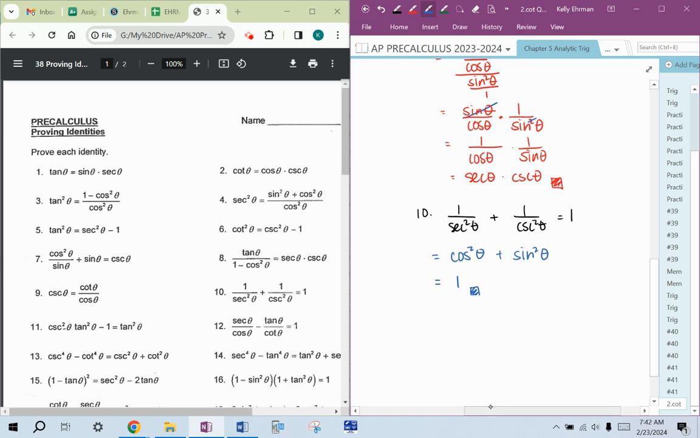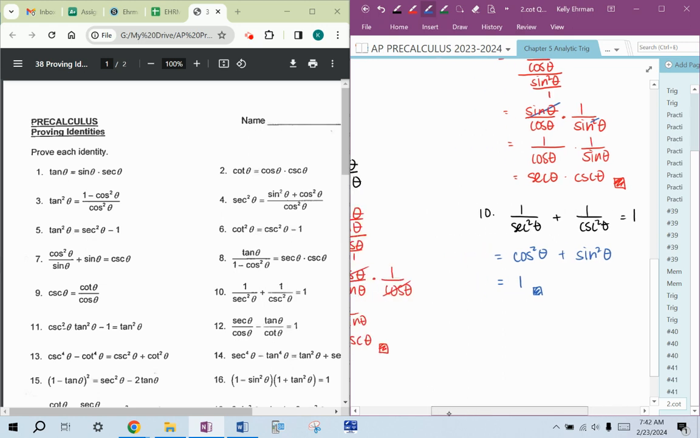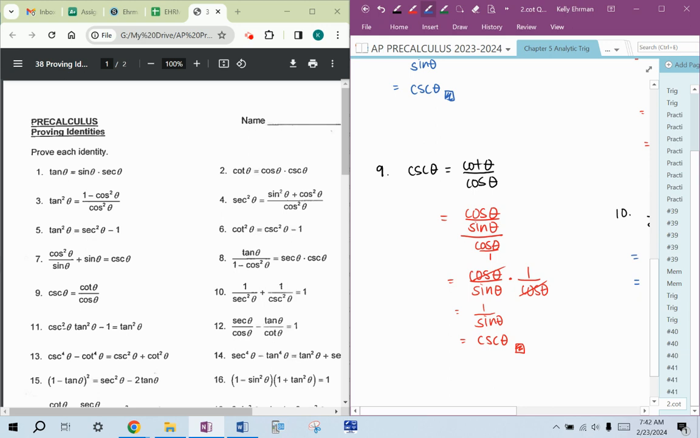All right, so these first 10 are kind of a good intro. So if you're good on these, you're ready for sort of the next level, which are the next 10. So try the next 10.